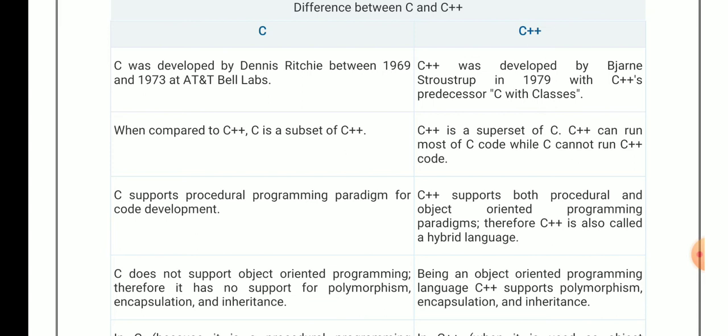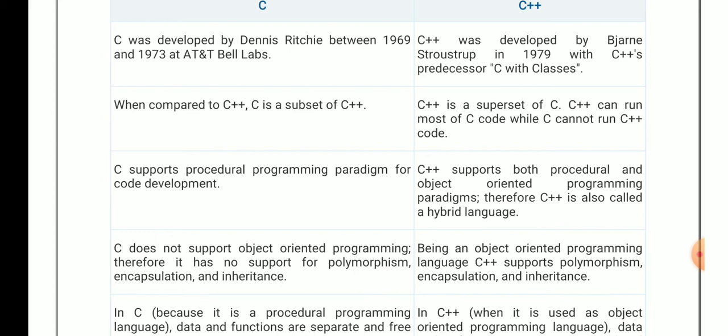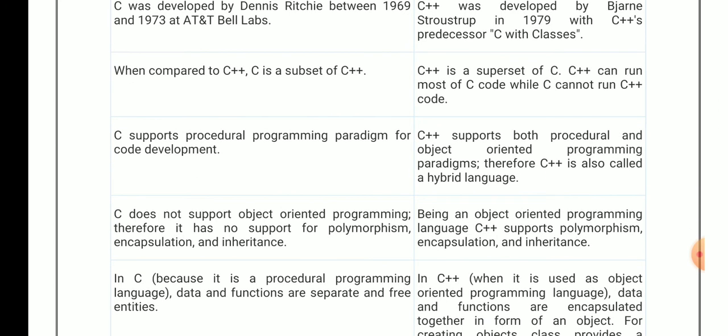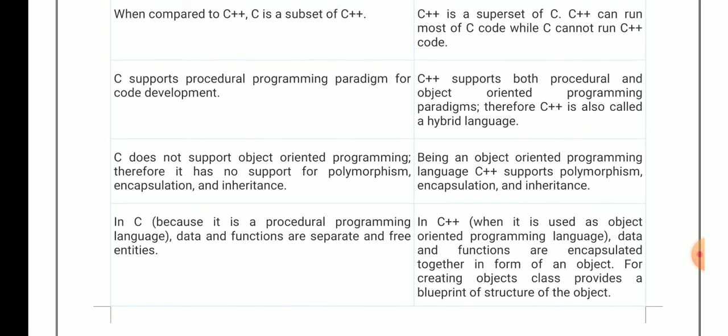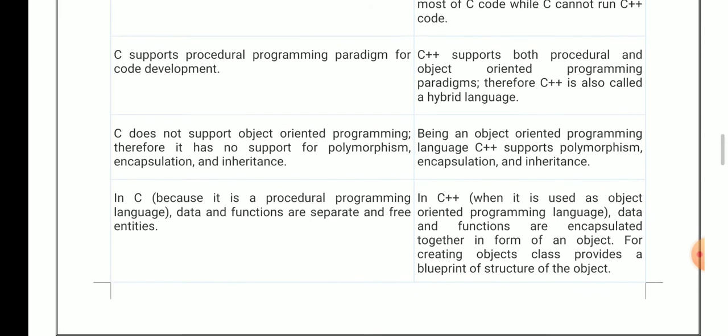Whenever C language is modified with classes, it transforms into C++. So we can say that C is a subset of C++ and C++ is a superset of C. C supports procedural programming, and C++ supports procedural and object oriented programming. That's why it is called a hybrid language. Why? Because it is a mixture of procedural and object oriented programming.